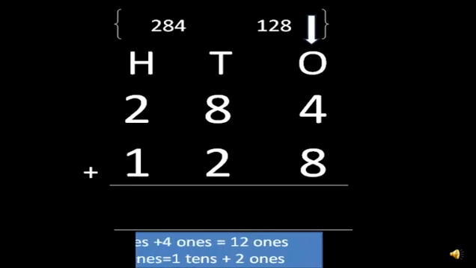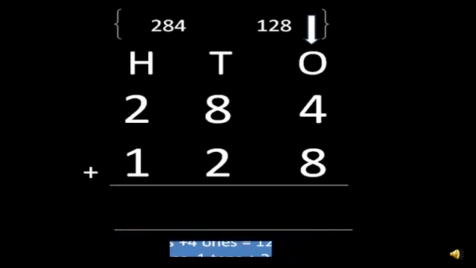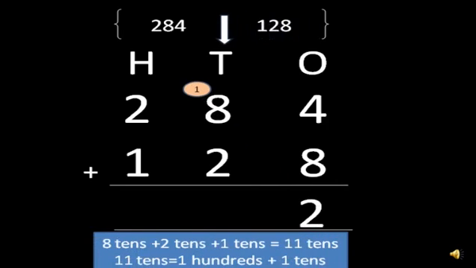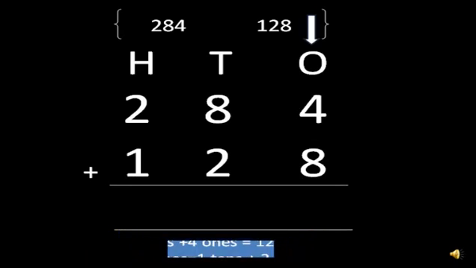We cannot write 12 under ones column. We write the ones number of the 12 under ones column and carry the tens number of the 12 to the top of the tens column.